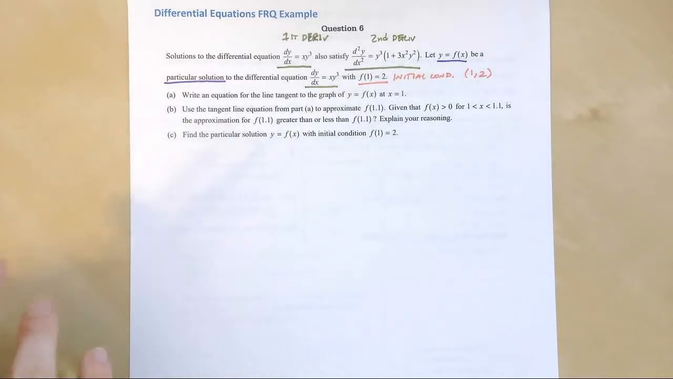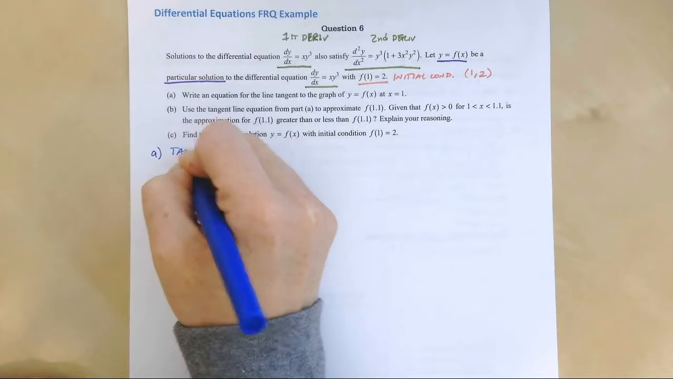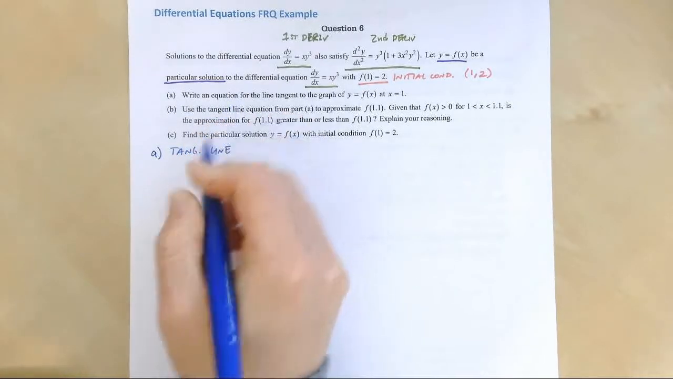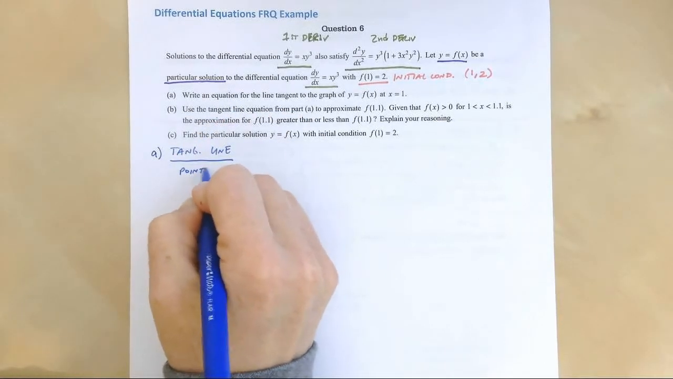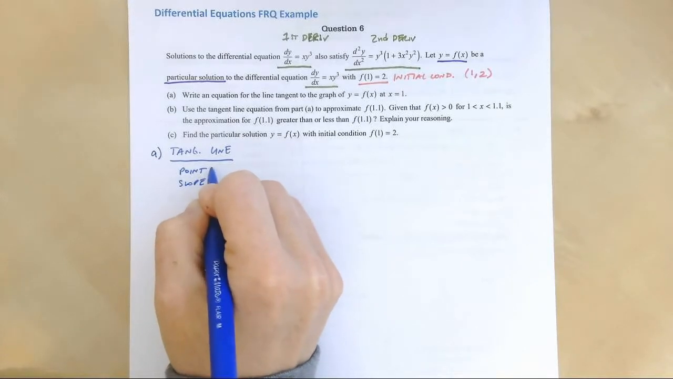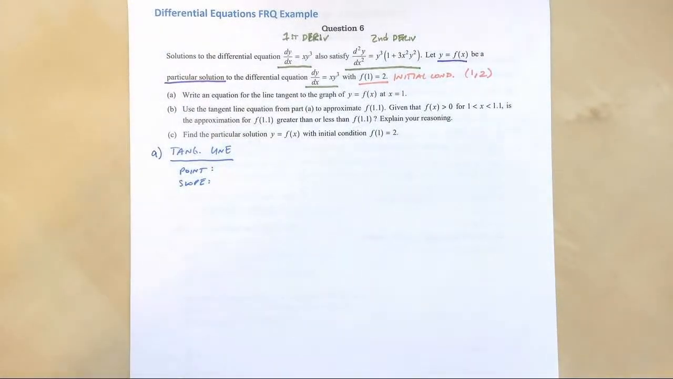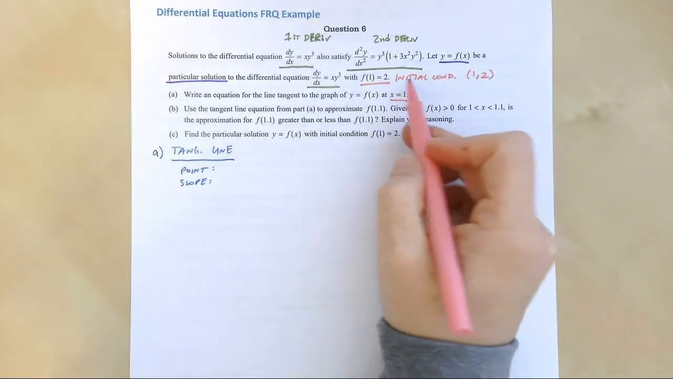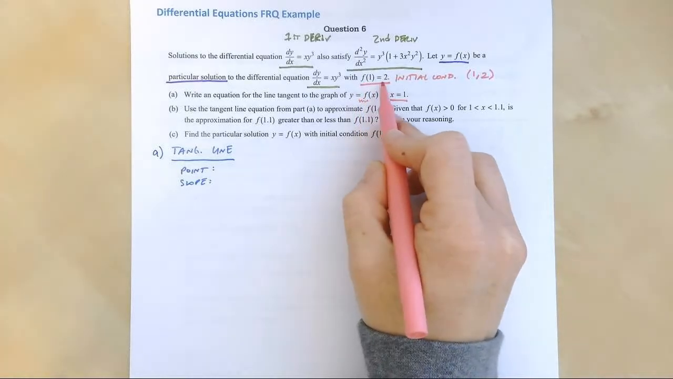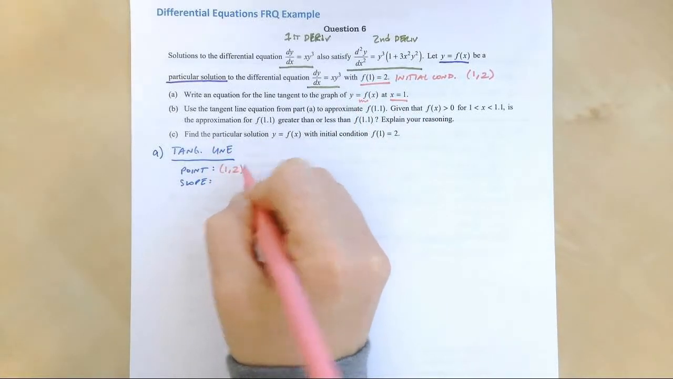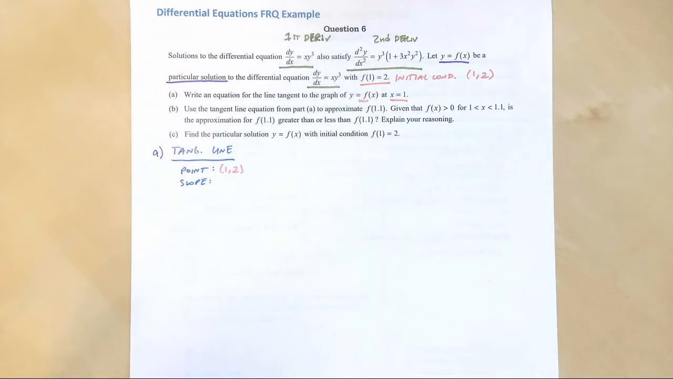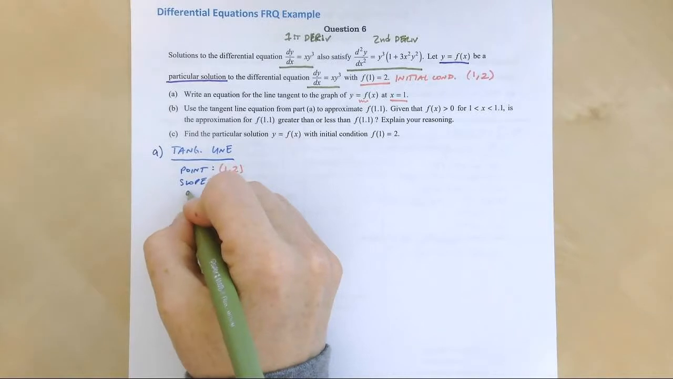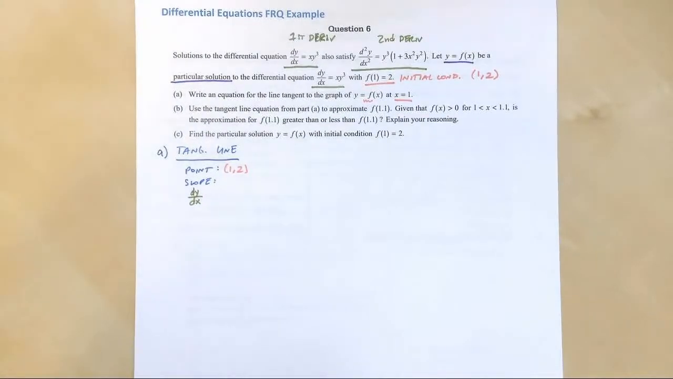Okay, so when you're writing an equation to a tangent line, part A, tangent line, you need two things. You need a point and you need a slope. So I always look for the point first. Were we given a point? Write an equation for the line tangent to the graph at x equals 1. Did they tell us a point on f at 1? Yes, they did. The point is 1, 2. Cool. So they did give us a point. And then the slope is going to be dy dx. That's the derivative of y with respect to x.